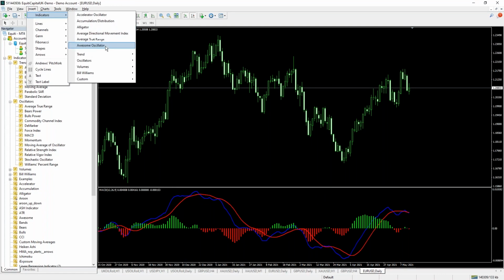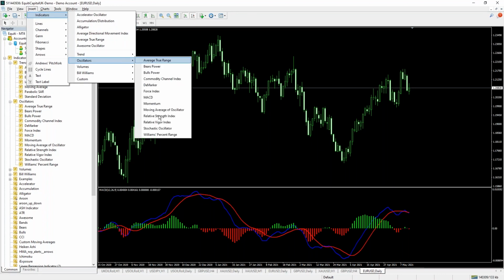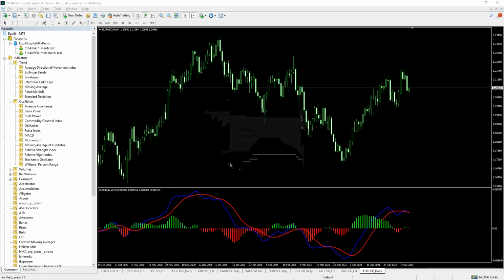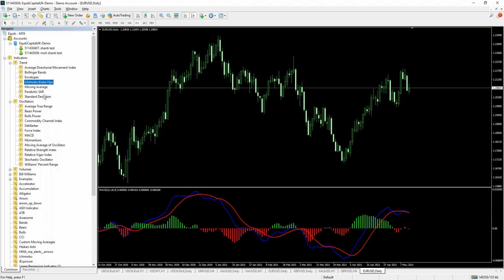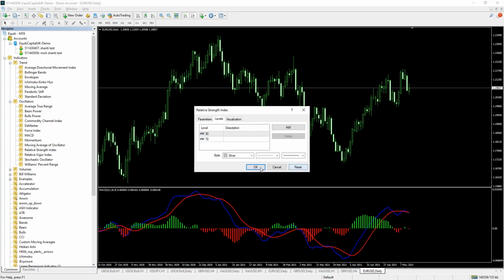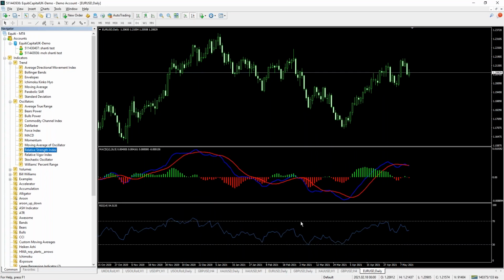So insert indicator, oscillators, relative strength index. Why is that happening? One second. Yeah, here it is. Now I can make this indicator way better.